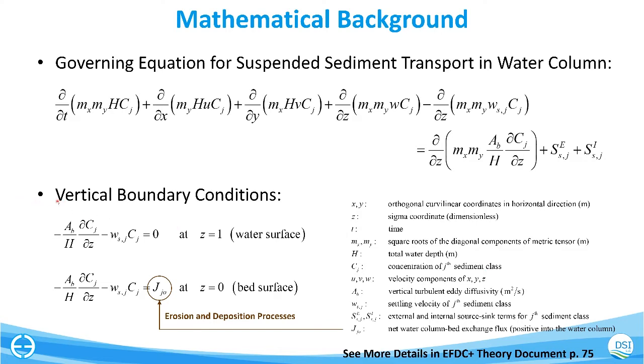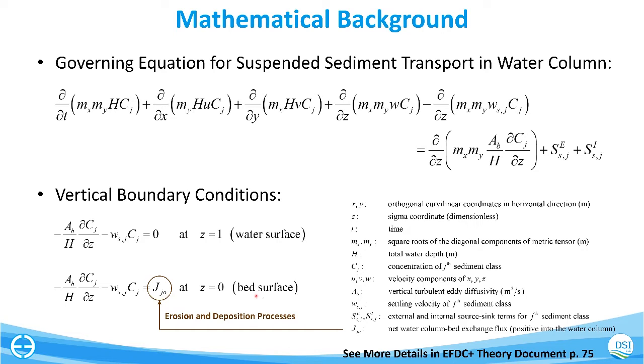And we have here the vertical boundary conditions that specify the flux between the water column and the bed surface, and the water column and the air. So for example, at the water surface, there's no sediment flux between water and air. So the vertical flux is 0.